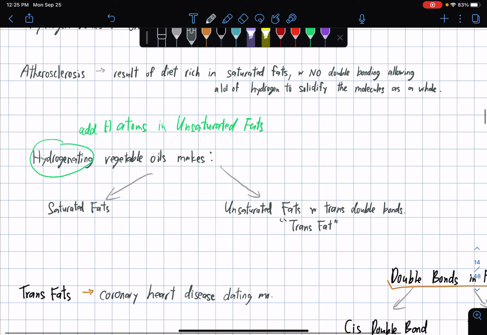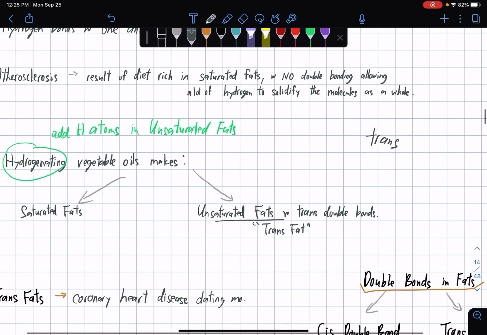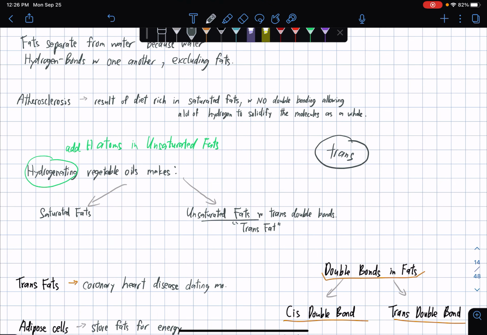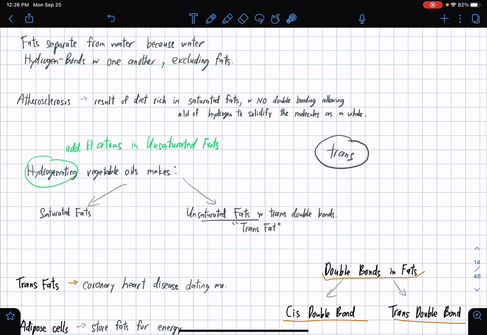There's a difference between cis and trans double bonds. Cis double bonds are the ones located in unsaturated fats that are healthy. They're still liquid at room temperature. But for unsaturated fats that are hydrogenated, the cis double bonds transform into trans configuration, which makes it closely similar to the structure of saturated fats.